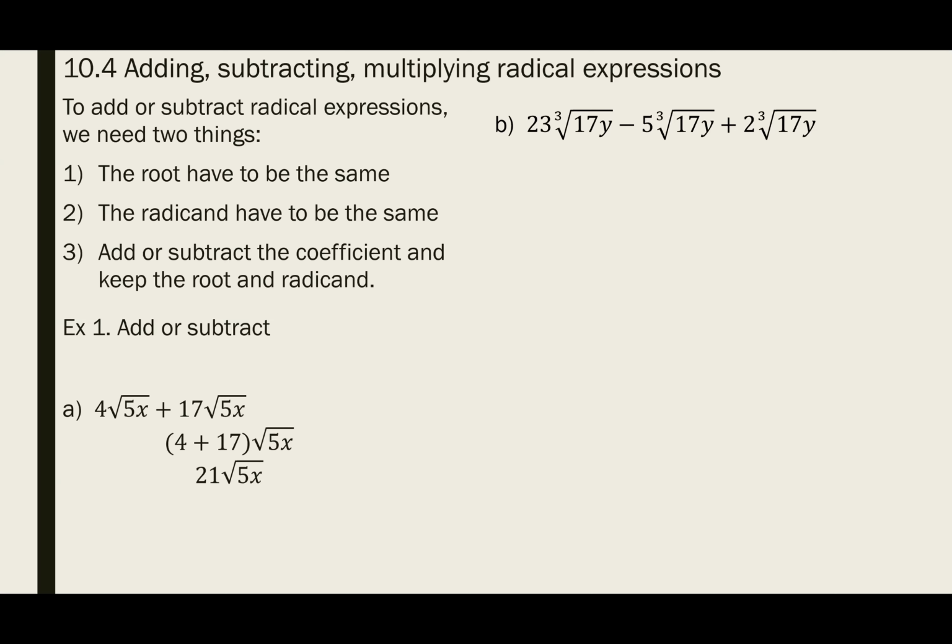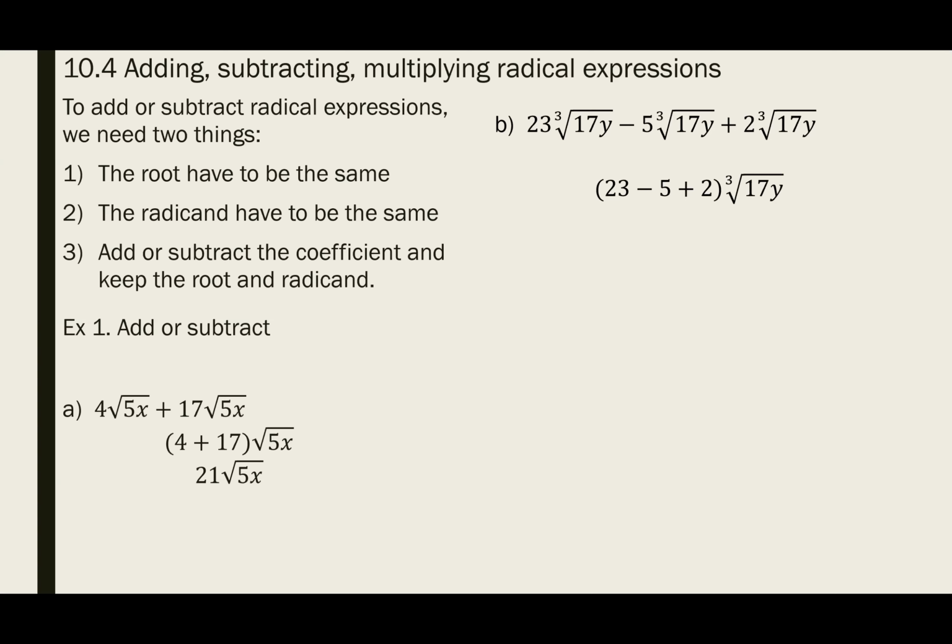So if you look at this here, the first item checks: we have the same cube root and the same item inside my root, 17y, 17y, 17y. We are good to go. And if we're good to go, all we need to do is take 23 minus the 5 plus the 2. The cube root of 17y will never change. You can never, ever add the item inside your root. You only add or subtract the coefficient.